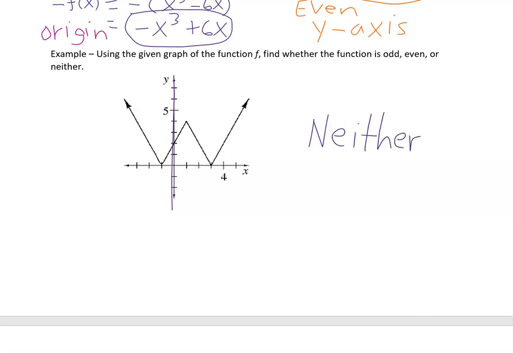Now, quickly let me point out that all we would have to do is shift it one place to the left, and then we would have something that was symmetric to the y-axis, because then it would look like this, and everything would match up if we folded it on the y-axis. But because it's not shifted over in this case, it is neither.